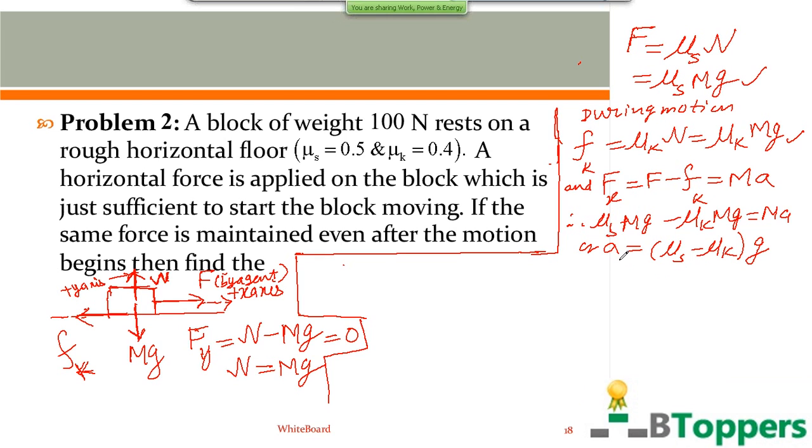That means if the horizontal force applied on the block, when it is initially at rest on a rough horizontal floor, is just sufficient to start the block moving, and if the same force is maintained even after the motion begins, then the magnitude of the acceleration of the block is given by a equal to (mu s minus mu k) into g. Here mu s is given to be 0.5, mu k is given to be 0.4, g is given to be 10 meter per second square. So you get the magnitude of the acceleration of the block equal to 1 meter per second square.